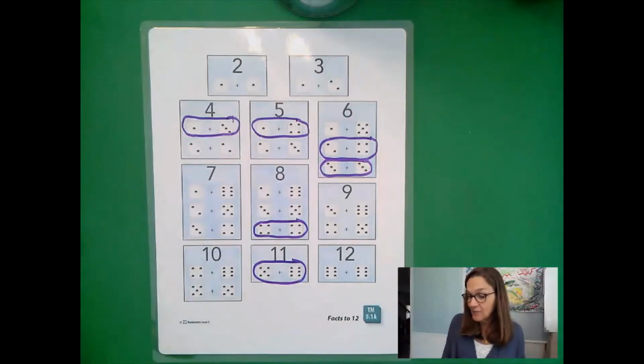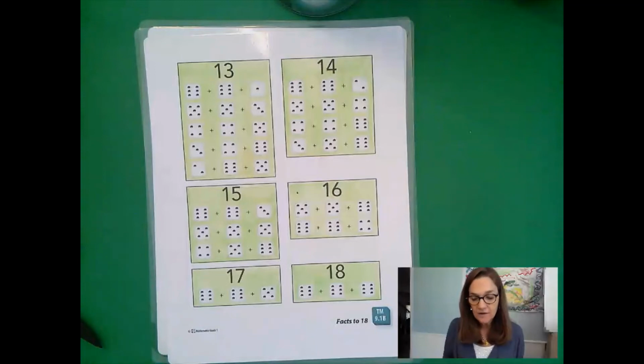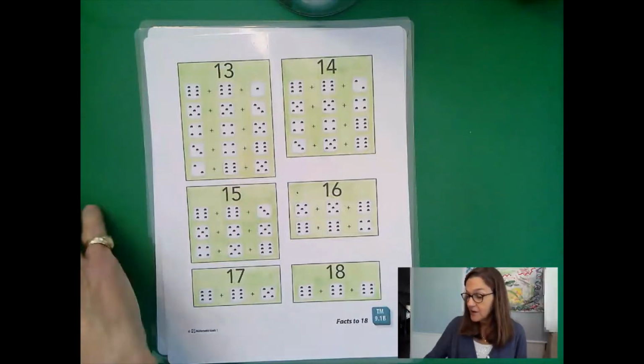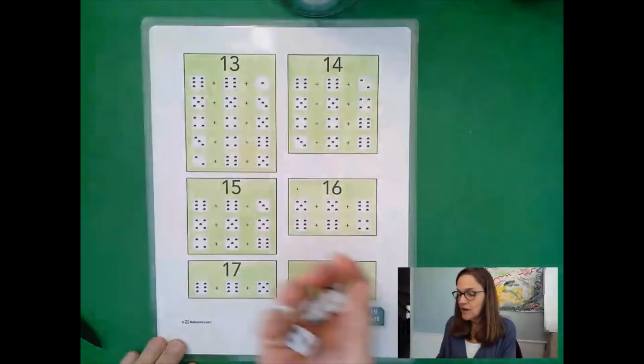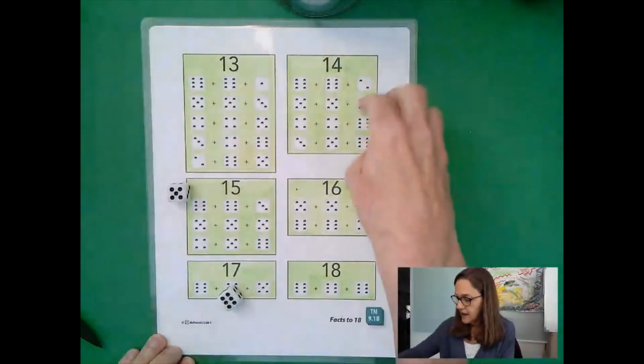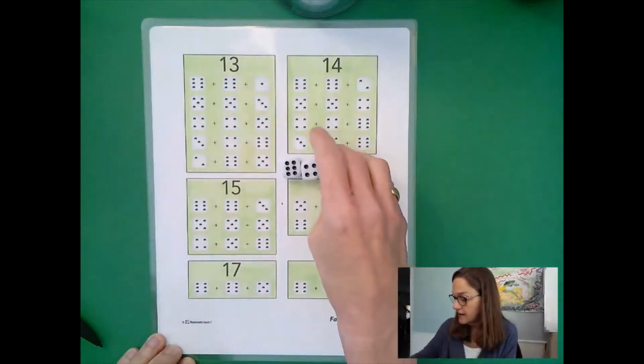So let's look at the next part of our activity, okay? Same little board. You can print this one off and do the same thing with 3 dice, okay? So let's roll our 3 dice and see what we come up with. Okay, here's my 3 dice. I'll put them here in this section right here, okay?